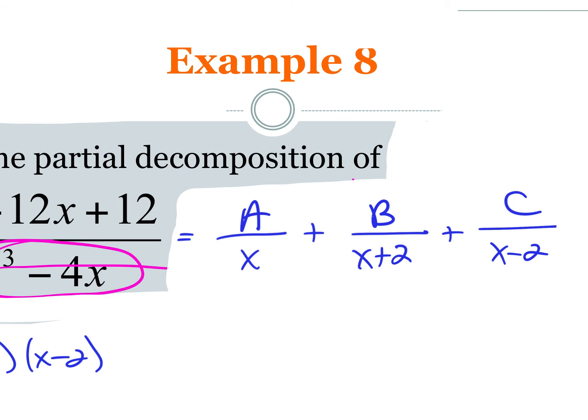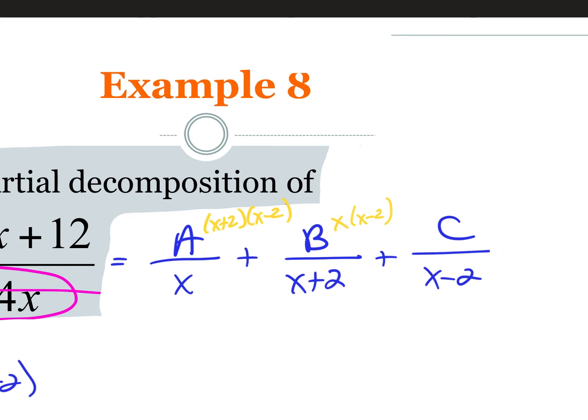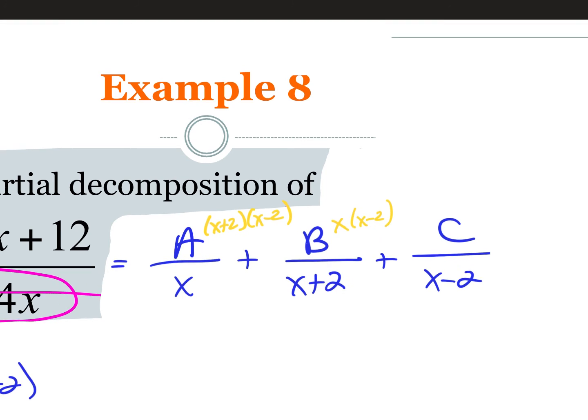So the first fraction has the x. What are the 2 things that it's missing? The x plus 2 and x minus 2. Your second fraction has the x plus 2. What are the two things that it's missing? x and x minus 2. Good. And then C has x minus 2. It's missing x and x plus 2.